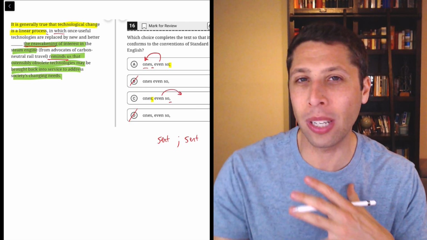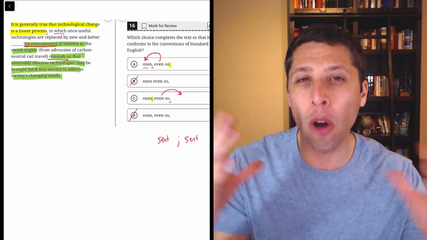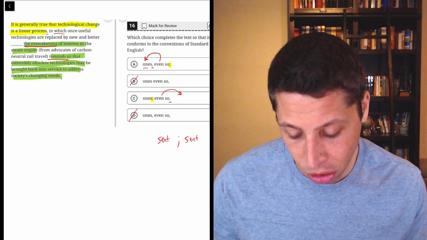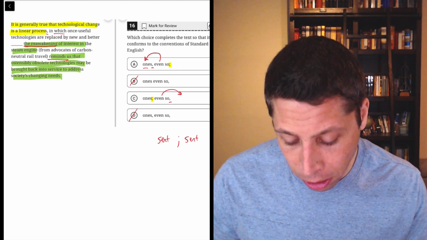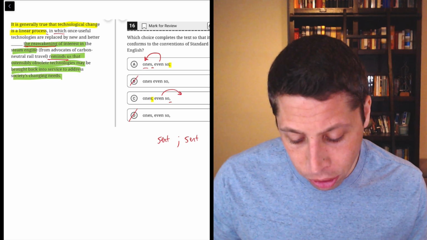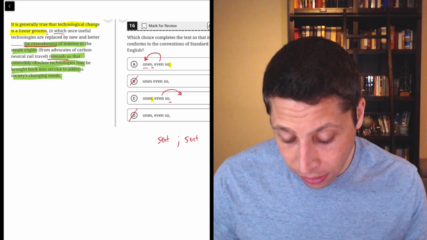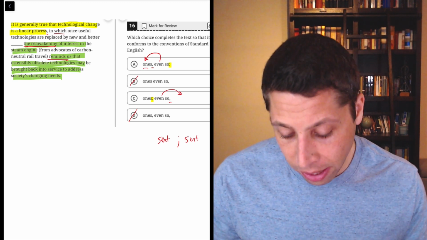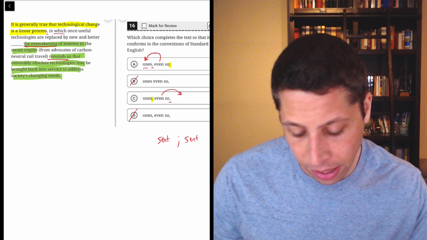So we have to think, this is a transition. What is it doing? How does it transition? So let's just read it with the even so. Maybe we can kind of hear how it's transitioning. So starting from the beginning, it is generally true that technological change is a linear process in which once useful technologies are replaced by new and better ones. Even so, the reawakening of interest in the steam engine reminds us that ostensibly obsolete technologies may be brought back into service to address society's changing needs.